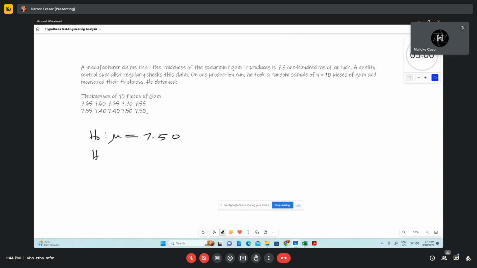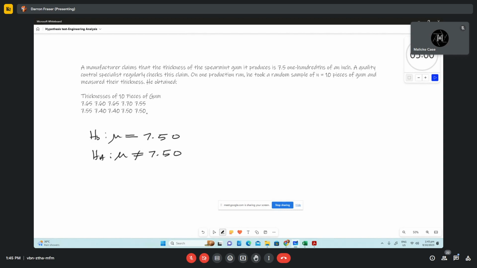And the alternate hypothesis now, it's manufacturing. So if it is greater than, it's going to be a problem because you're going to be losing your profit because you put in too much here. And if it's less than, then the quality is reduced. The quality control says that the thing should be 7.5 one hundredths of an inch. So if it's less than or greater than, then it's going to be a problem. So our alternate hypothesis is that it's not 7.5 one hundredths of an inch. So that's why we put the not equal to.